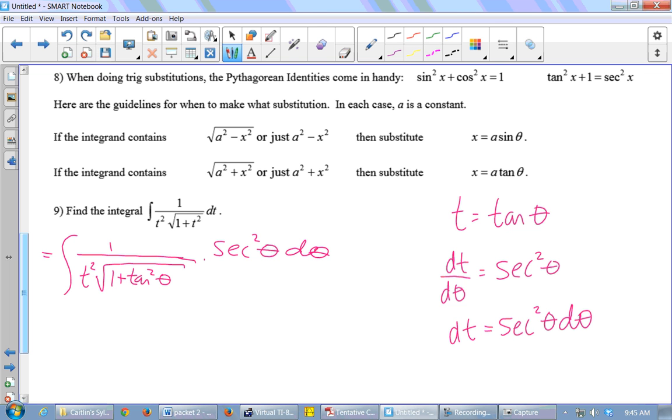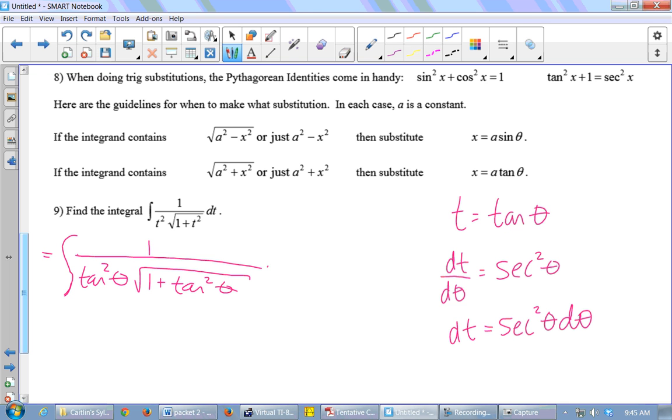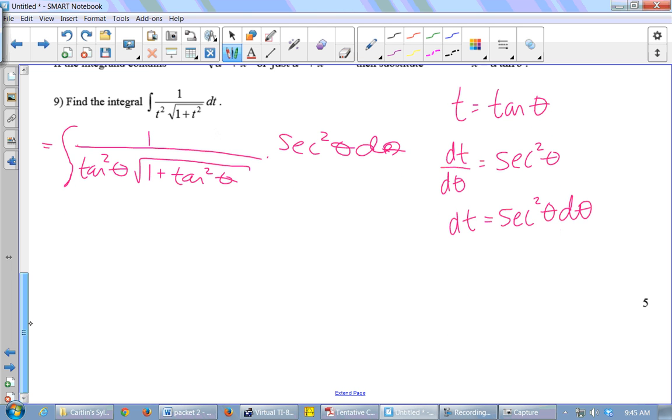Oh, I should have replaced this t also. So 1 over tangent squared theta times the square root of 1 plus tangent squared theta times secant squared theta d theta. Okay, so now I have a 1 plus tangent squared. What does that simplify to using a Pythagorean identity? Secant squared, right? Tangent squared plus 1 is secant squared. So I'm going to replace it with a secant squared.